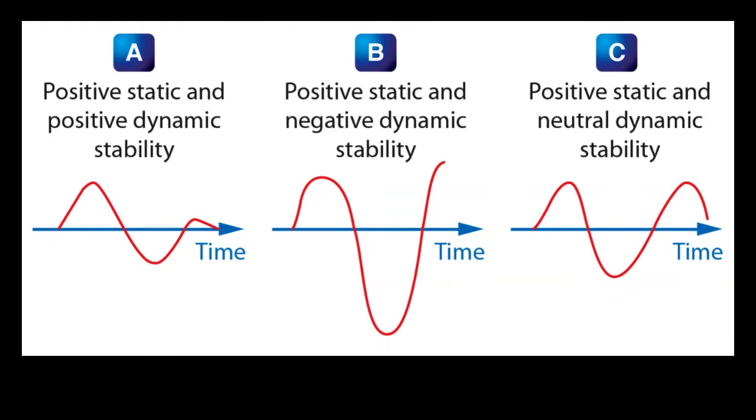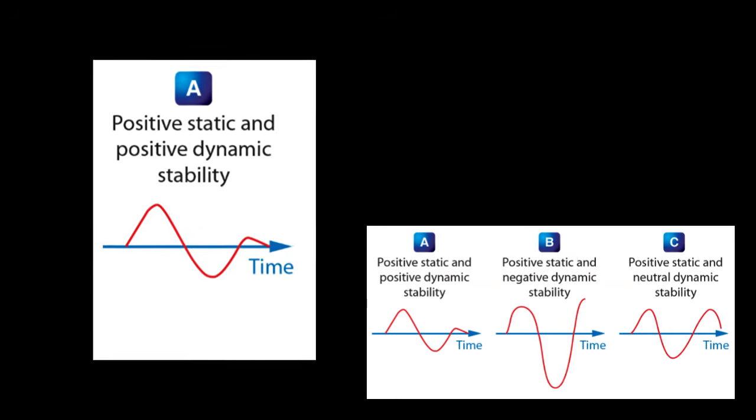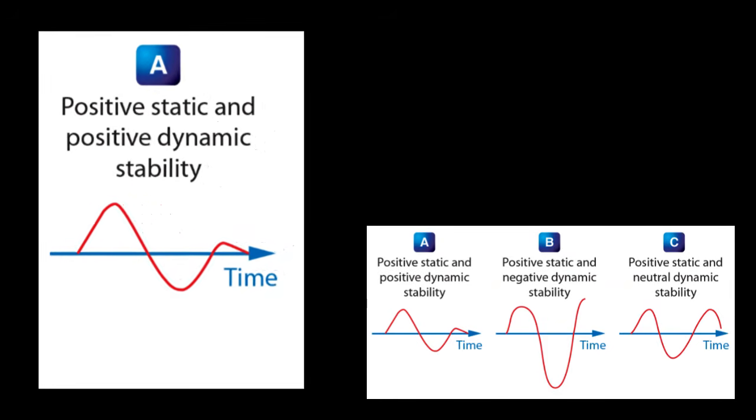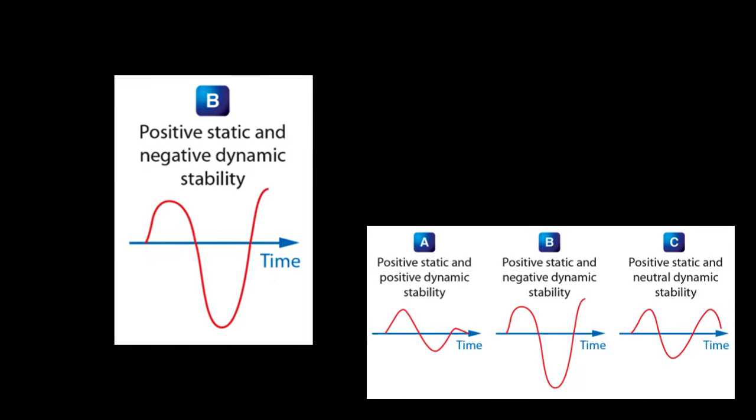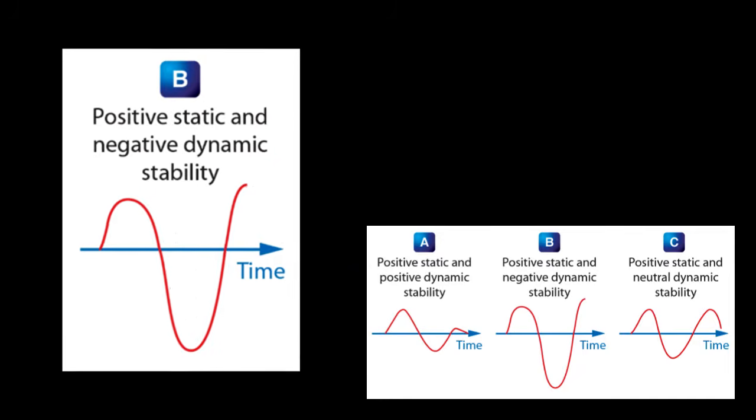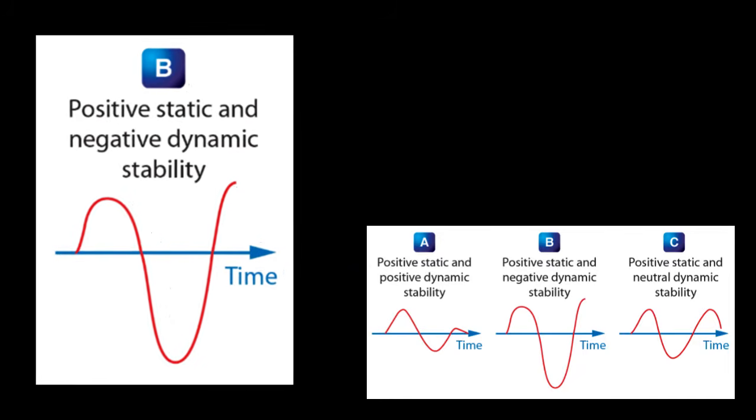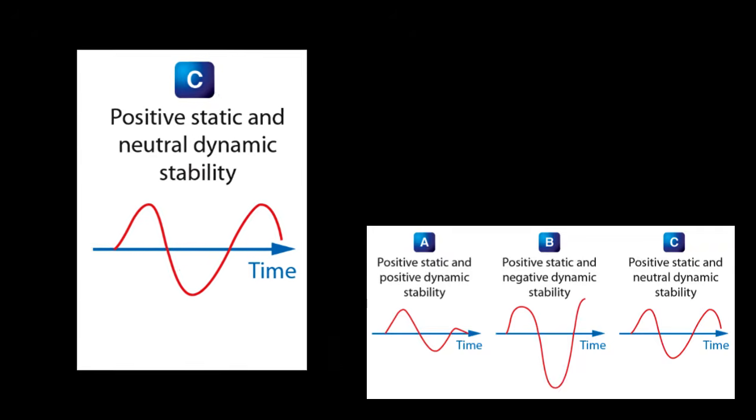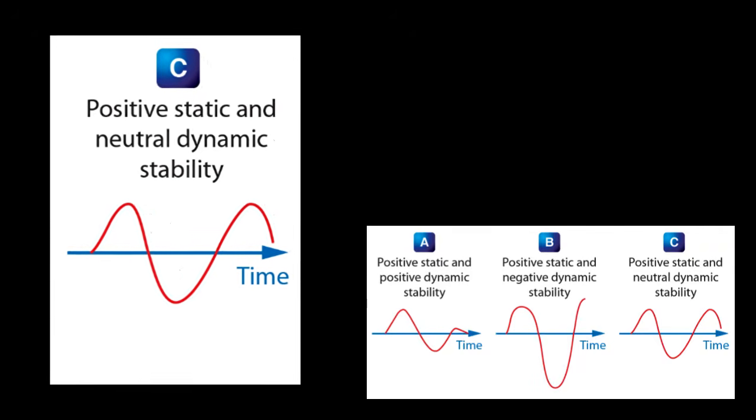The figure shows the concept of dynamic stability. In view A, the displacement from equilibrium goes through 3 oscillations and then returns to equilibrium. In view B, the displacement from equilibrium is increasing after 2 oscillations, and will not return to equilibrium. In view C, the displacement from equilibrium is staying the same with each oscillation.